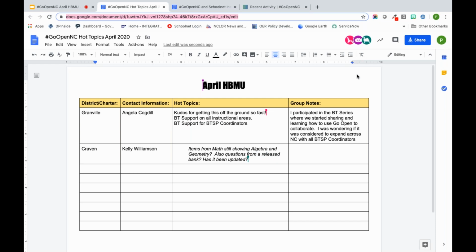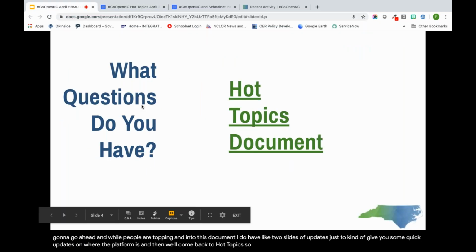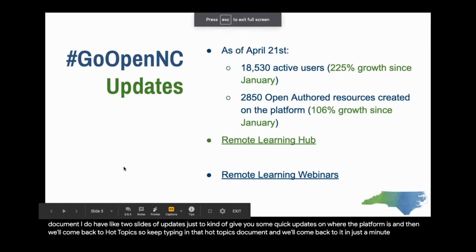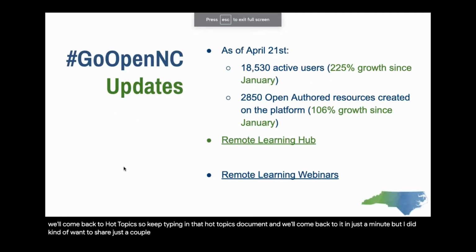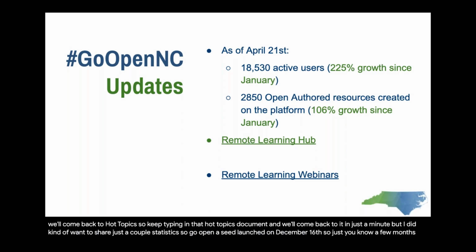All right, so while people are typing into this document, I do have two slides of updates just to give you some quick updates on where the platform is, and then we'll come back to hot topics. So keep typing in that hot topics document and we'll come back to it in just a minute. But I did want to share just a couple of statistics. Go Open NC launched on December 16th, just a few months ago.